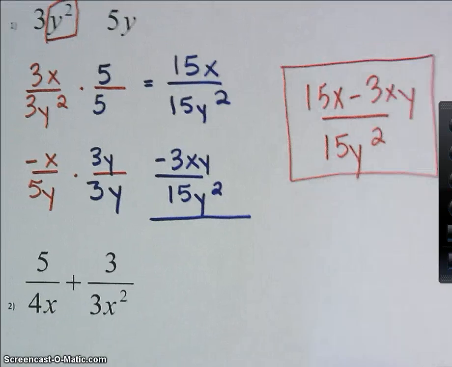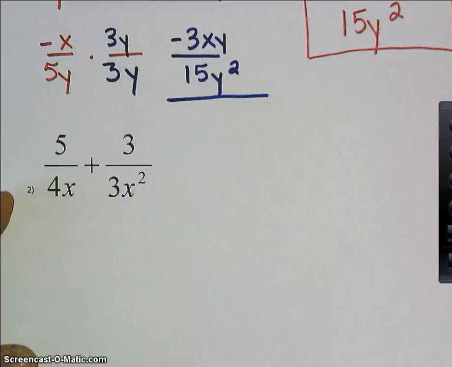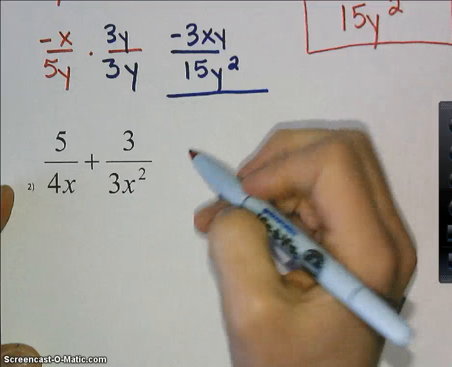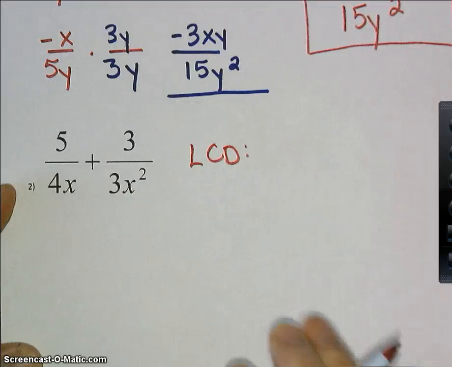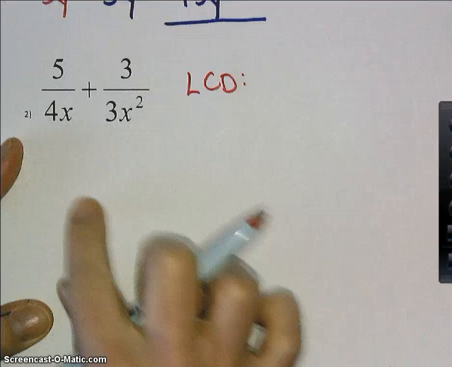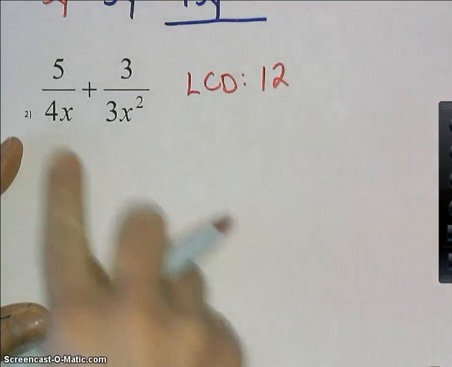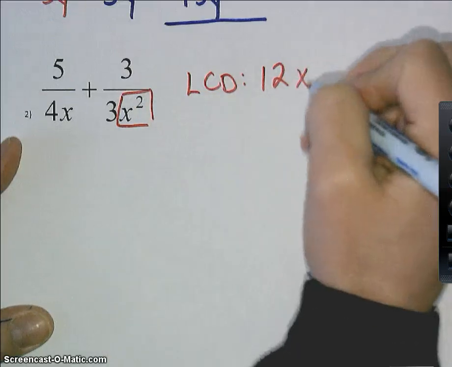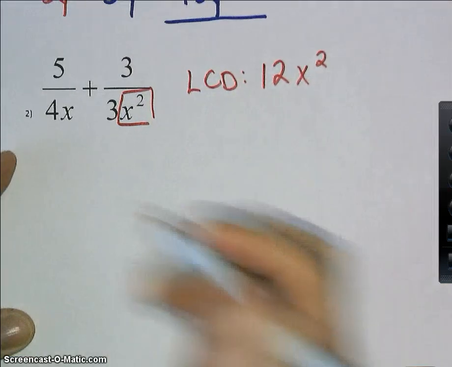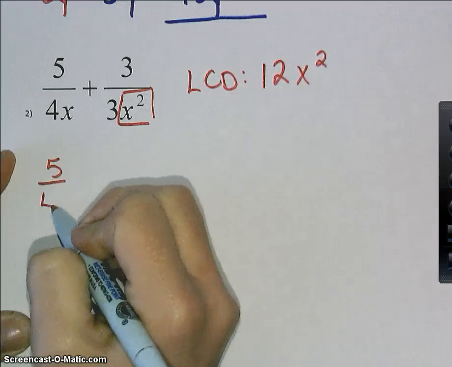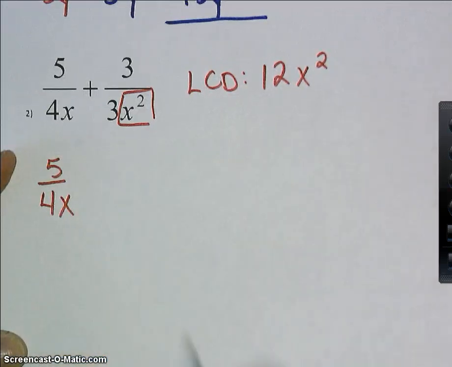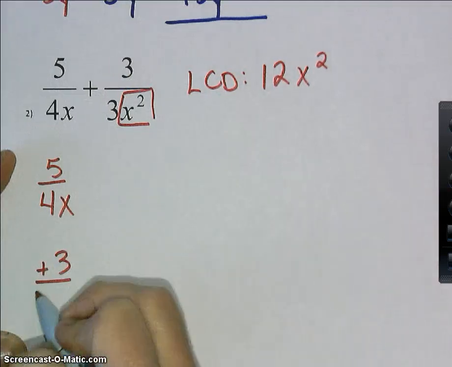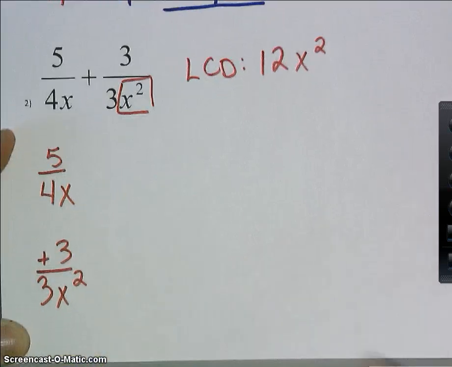Okay, moving on to number 2. Once again, we look and say, I don't have a like denominator, so the first thing we need to do is find our like denominator. So I look at 4 and 3 and I say, well, that is 12. And then once again, I look for my biggest exponent for each variable, and I get x squared. So now I'm going to do the same thing we did for the first one. We're going to rewrite those two fractions, and I'm going to write a plus here just so I keep track of that plus sign.